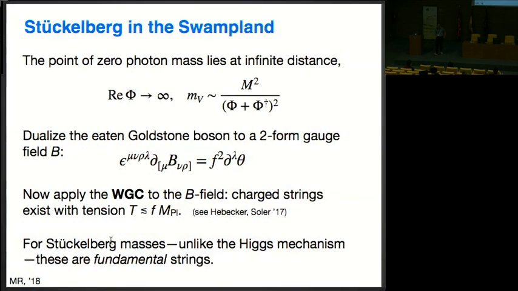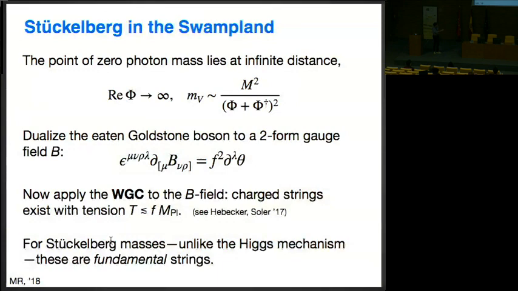Unlike the Higgs mechanism, that point where the photon mass goes to 0 just isn't part of your field space. And so if we take this to be what we mean by Stückelberg masses, this is the real invariant distinction between Stückelberg masses and the Higgs mechanism, then the Swampland distance conjecture suggests that if you try to send a Stückelberg mass to 0, you should bring a tower of modes light, and that should lead to a UV cutoff.